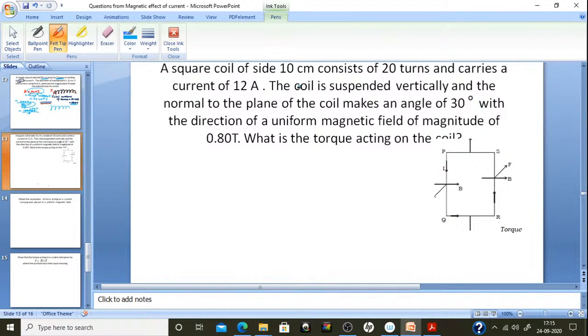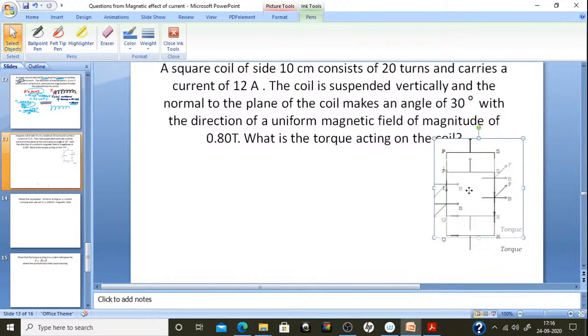A square coil of side 10 centimeter consists of 20 turns and carries a current of 12 ampere. This coil is suspended vertically, and the normal to the plane of the coil makes an angle of 30 degree with the direction of a uniform magnetic field of magnitude 0.80 Tesla. What is the torque acting on the coil?